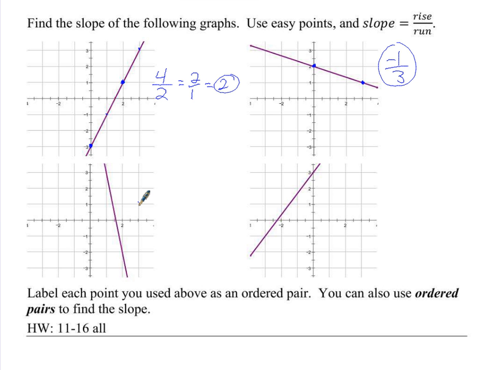3, 1 is right there. 1, 3. X coordinate comes first, and then the Y coordinate. So we have a dot there, and give me the other one. 2, negative 2. Perfect. There's my other dot.